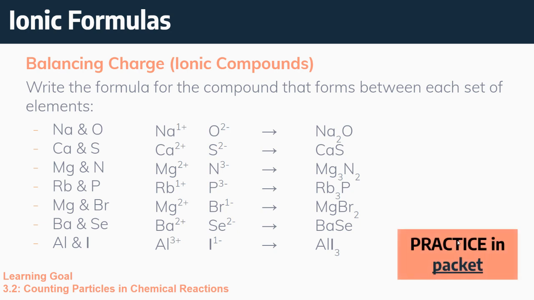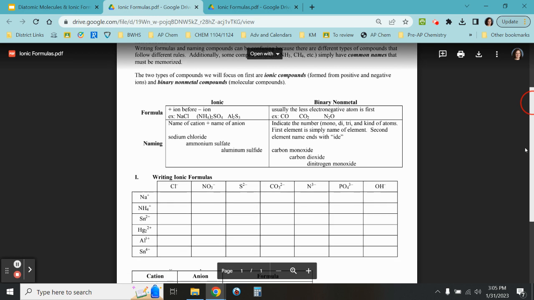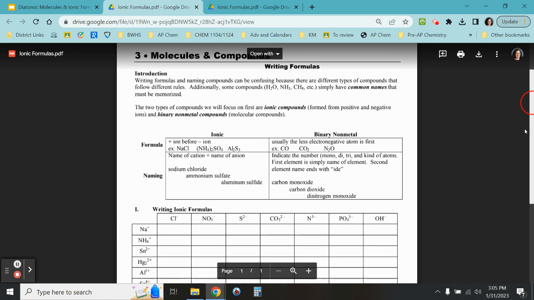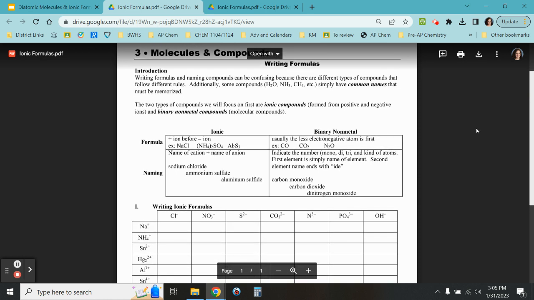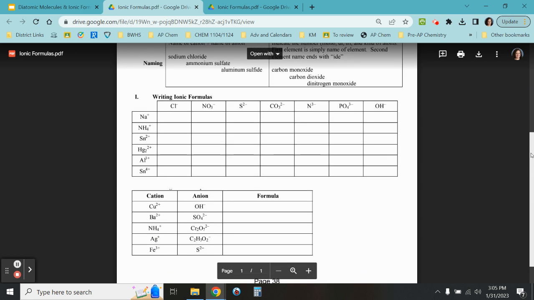Your assignment is to practice in your packet. I know you don't have your packet yet, but I'm posting the worksheet that you would have gotten in your packet. And if you have access to a printer, you can print it, or you can just work it on paper. But working through the practice for this, the top is just background information. We are doing ionic formulas. We're less focused on the naming. We need to make sure that you can write formulas.